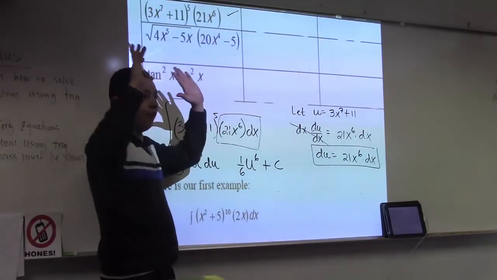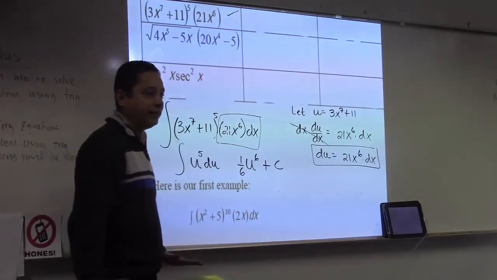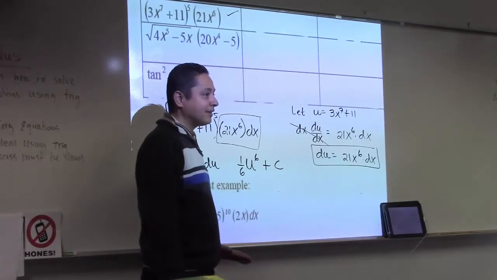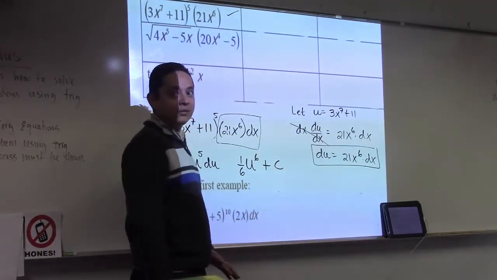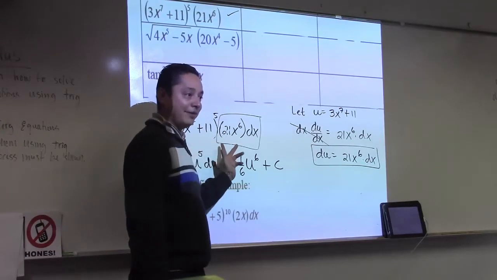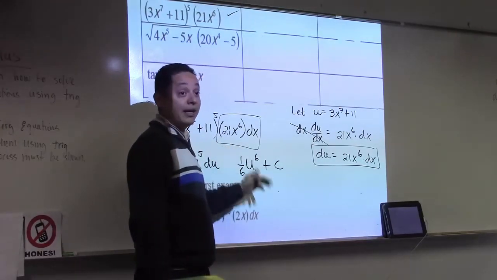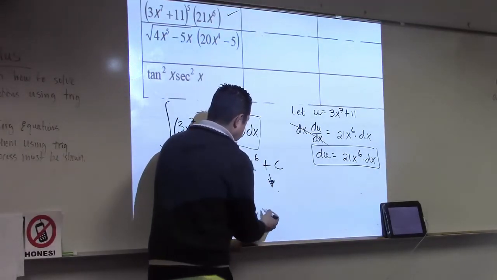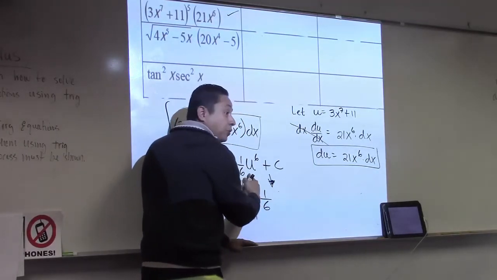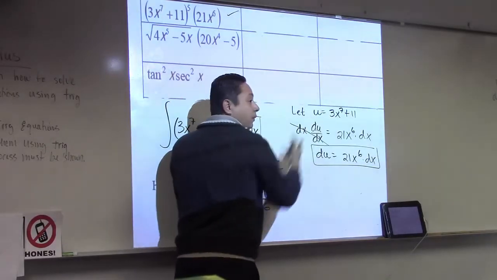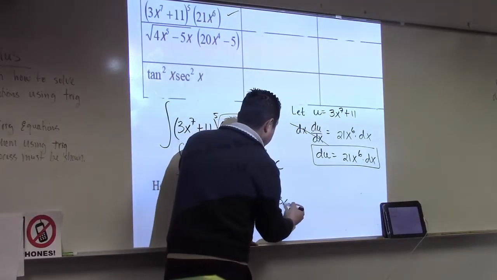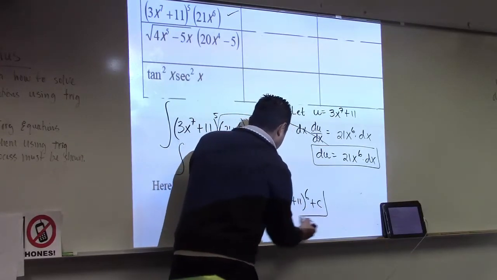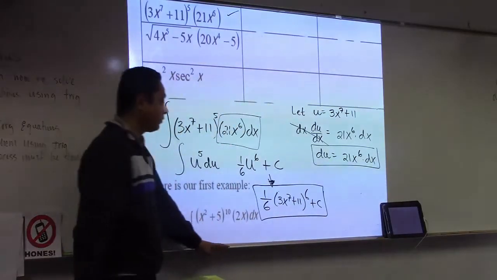And you're like, got it, Flores, I'm done. Not quite. These u's, you made them up. It has nothing to do with the problem. They gave you this problem in terms of x's. You have to give the answers back in terms of x's to them. So let's rewrite this as 1/6, and this u is going to be replaced with your u. Final answer.